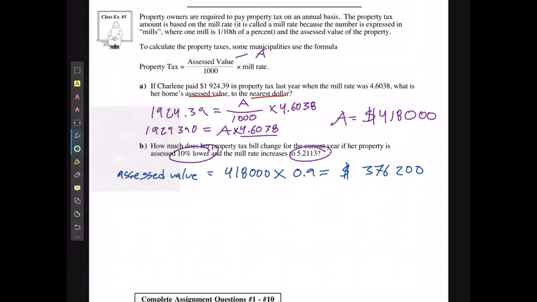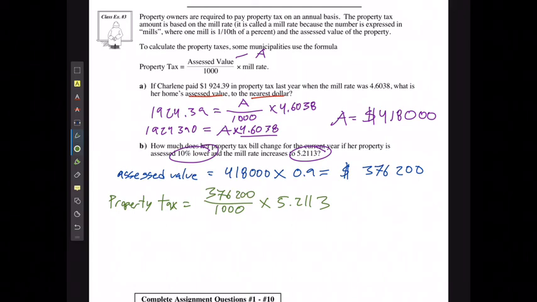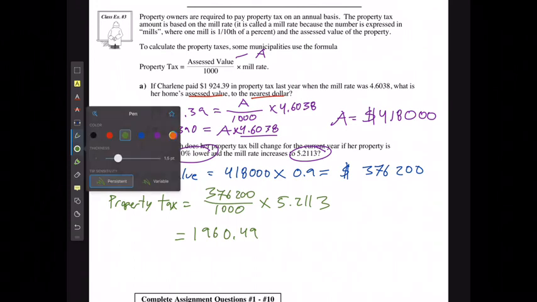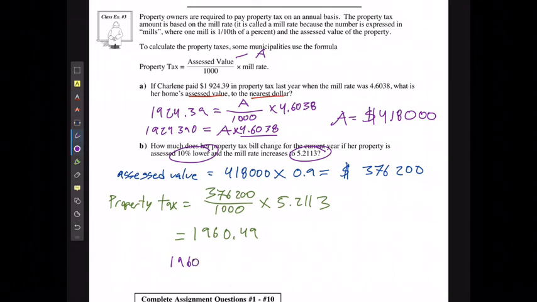So her property tax is going to equal that new amount, 376,200, divided by 1,000 and multiplied by the new mill rate, which is 5.2113. Her new property tax is going to wind up being $1,960.49. If I want to figure out what the change in the value is, it's going to be 1960.49 minus what it was, 1924.39. The change is going to be $36.10.